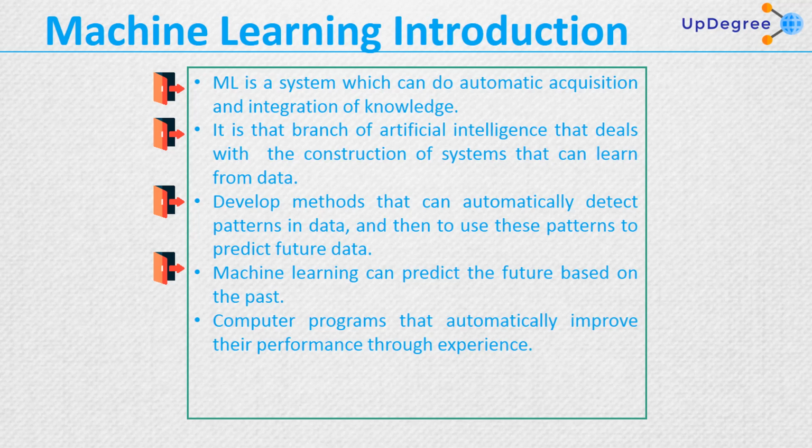Machine learning can predict the future based on the past. So past data will enrich the model, make it learn, and from there it will predict the future unseen data. Computer programs that automatically improve their performance through experience. So experience means this knowledge and knowledge base.